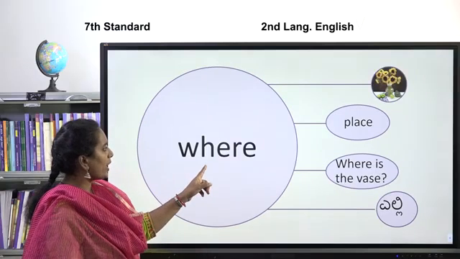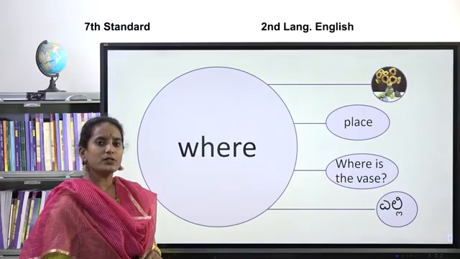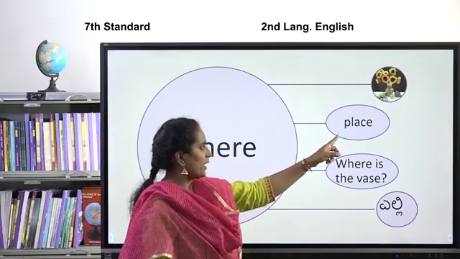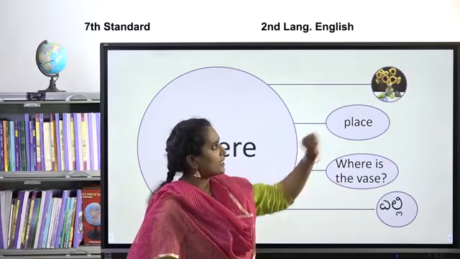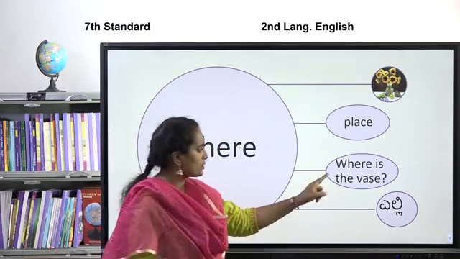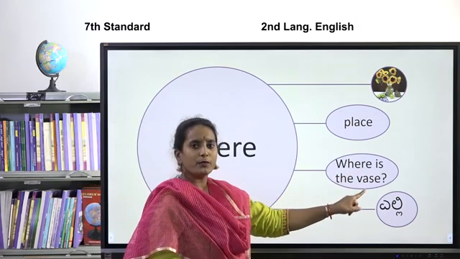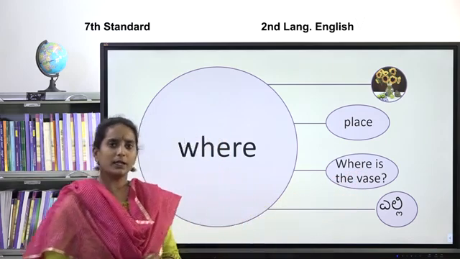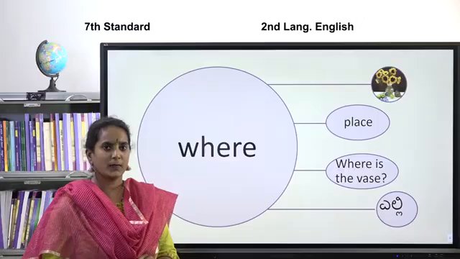Next word is where. We use the question word where for place. As you can see in the picture, there is a vase on a table. So what is the question? Where is the vase? In Kannada, elli.